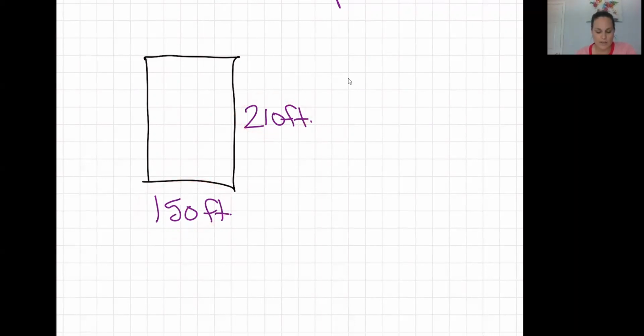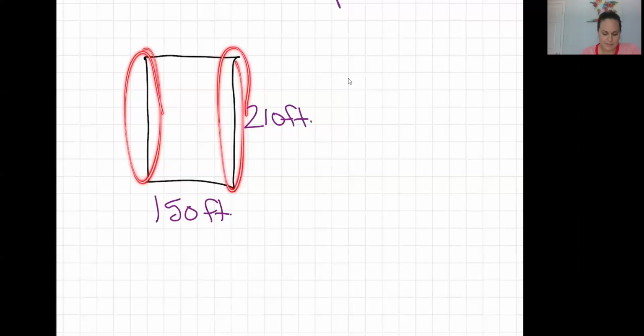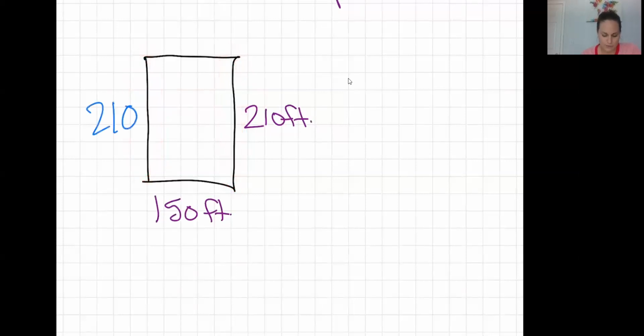So I know that from that knowledge, this is a rectangle. And so what I know about rectangles is that opposite sides on a rectangle are the same. So if I needed to, I could write in what those would be. So this side's going to be the same as this side, so I'm going to add in another 210 over here. And this side is going to be the same as this side, so I'm going to add in another 150. But if you don't need to have that there, you don't need to write it in. You can just add it into your equation when you go to solve.